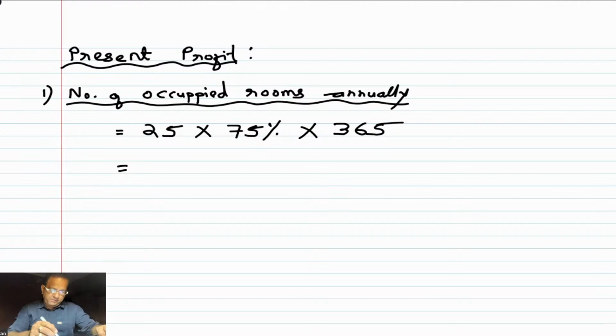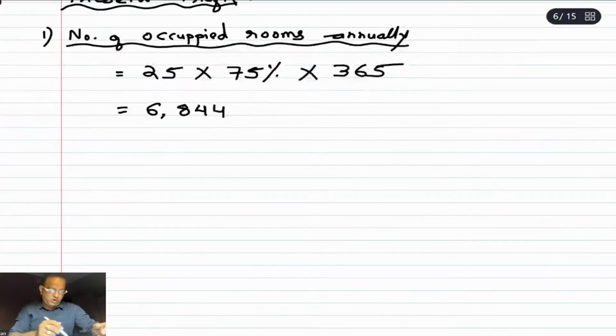So please calculate the same, beta. It's 25 into 75% into 365. So it's roughly 6844 annual occupied rooms. And we can compare this occupancy, if you require more interpretation, with the total room capacity. That will be the 75% occupancy.